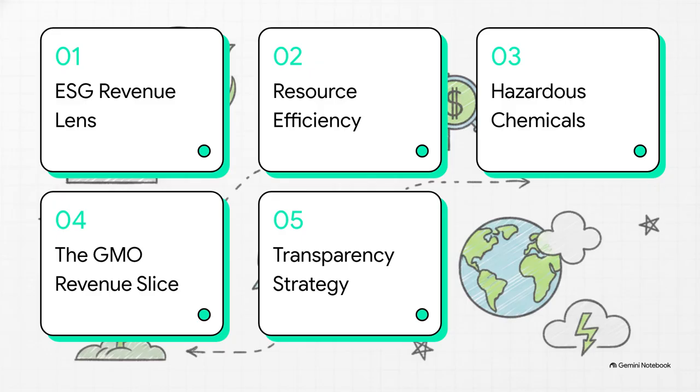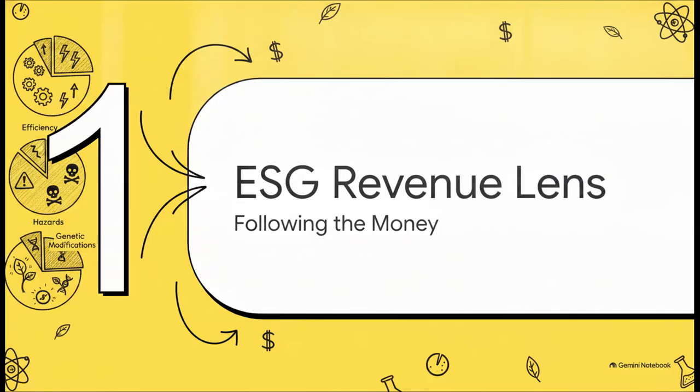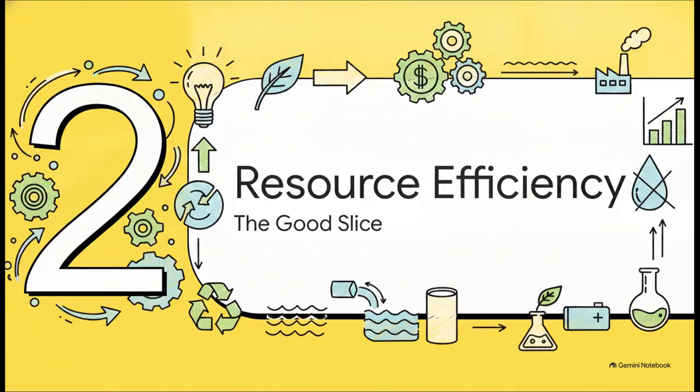To figure that out, we're going to look at the ESG revenue lens, use phase resource efficiency, managing hazardous chemicals, the GMO revenue slice, and wrap it all up with transparency as strategy. Starting off with Section 1, the ESG revenue lens, which is really just about following the money. Moving right into Section 2, use phase resource efficiency, or what we like to call the good slice.